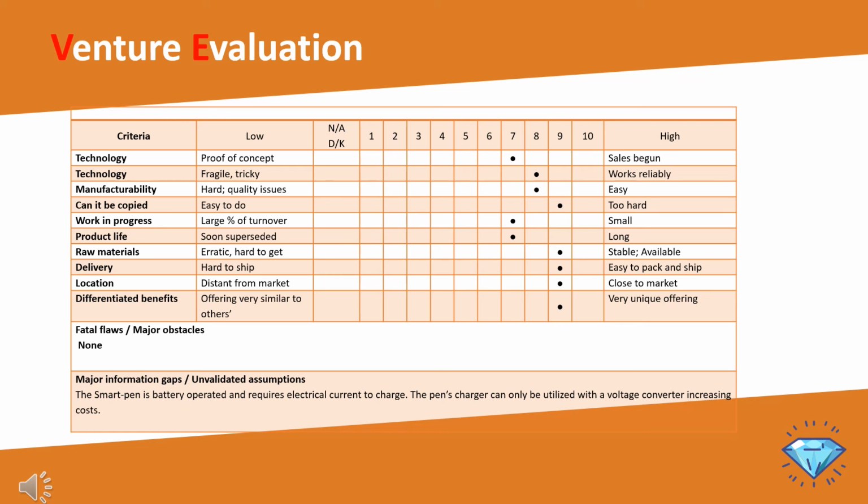And for the raw material, it's stable because it's easy to get since we use recycled material. And for delivery, it's easy to pack and ship. And the location and distance for the market is very close to the market. And then we also give a very unique offering. And for the major information gaps, the smart pen battery is operated and requires electrical current to charge. The pen charger can only be utilized with a voltage converter, increasing the cost.